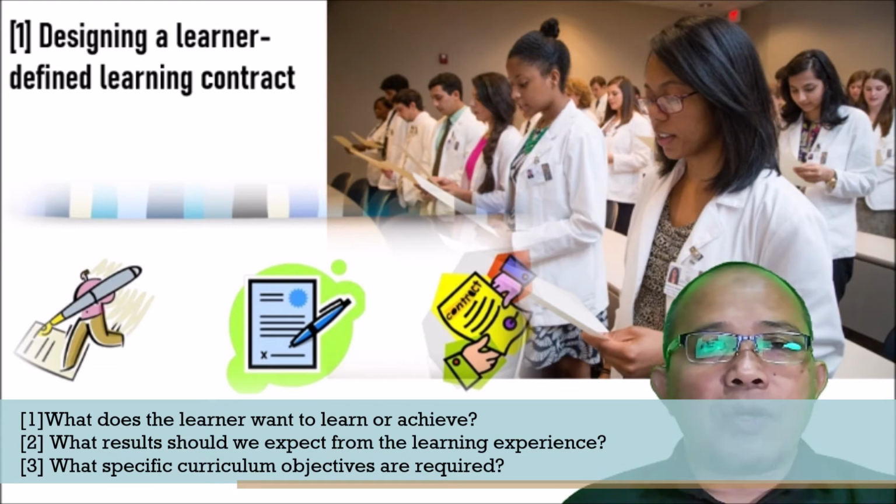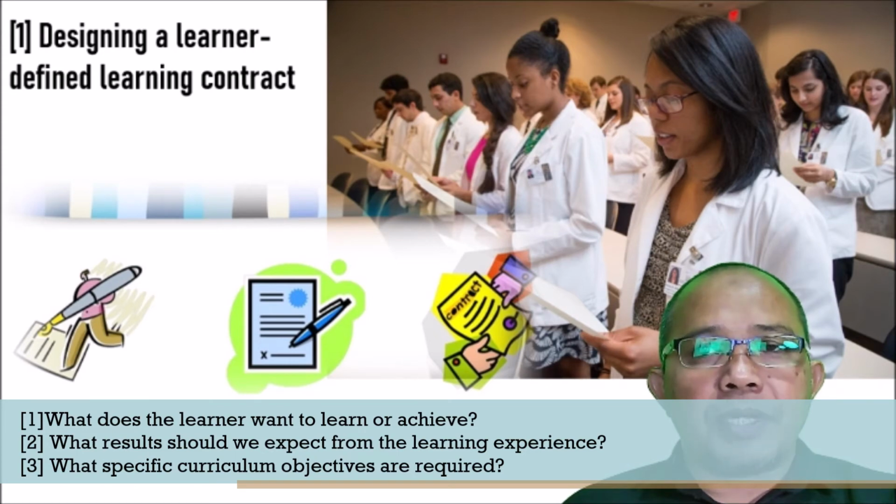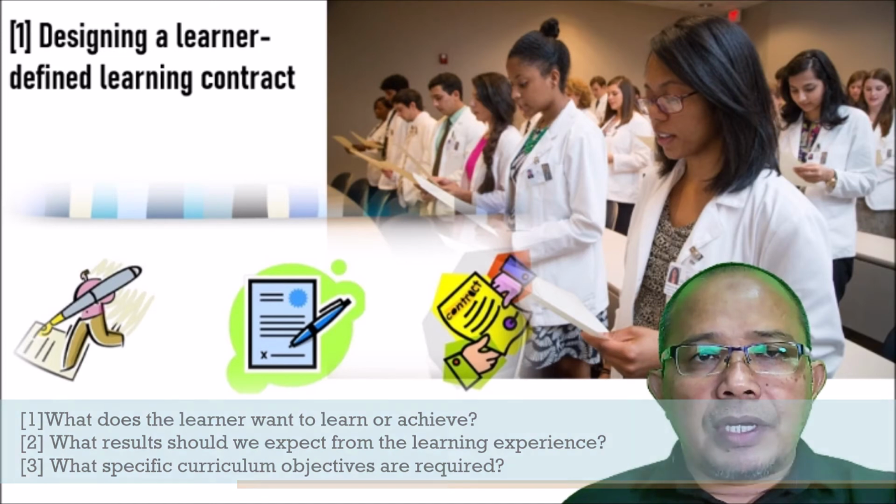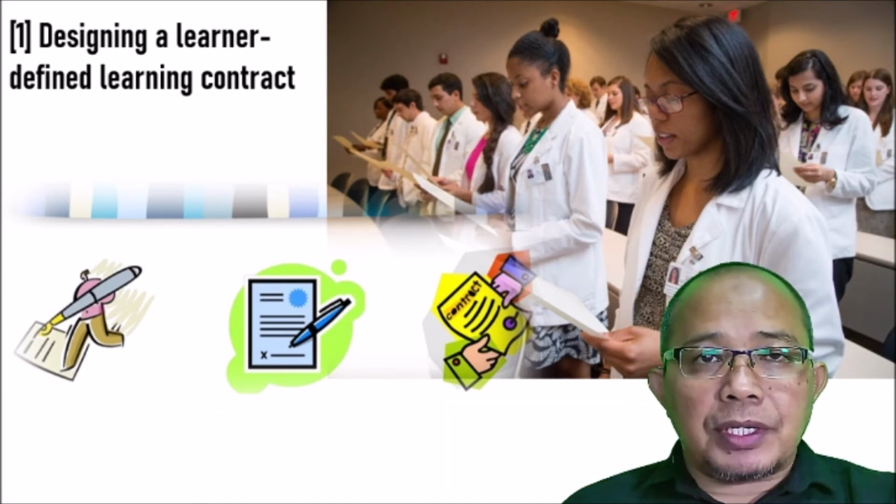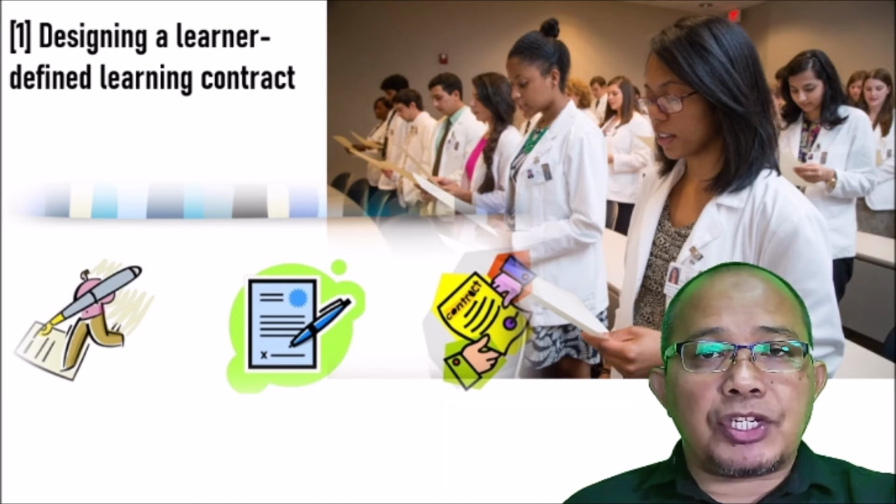What does the learner want to learn or achieve? 2. What results should we expect from the learning experience? 3. What specific curriculum objectives are required? Learning contracts help students decide what they want to learn and shape their own individual learning path.